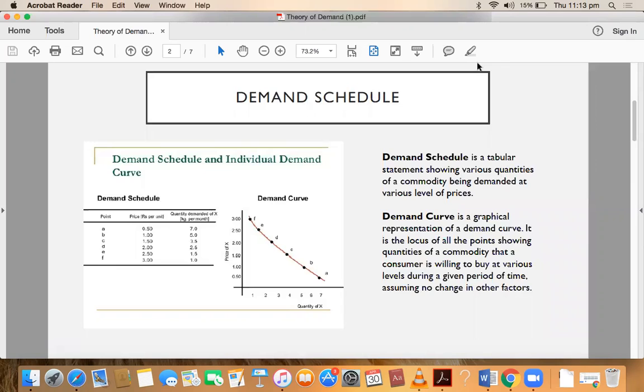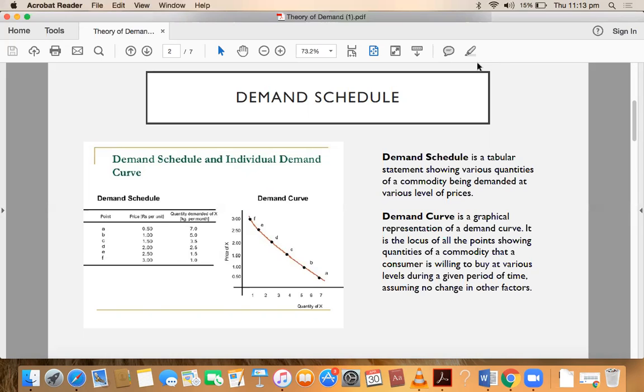You can see this on the slide, demand schedule. In the first column, the price of the commodity in rupees is given, and in the second column, the demand of the commodity is given. Now we will go through the demand schedule. At the price of 50 paisa, the demand of the commodity is 7 units. At the price of rupees 1, demand of the commodity is 5 units.